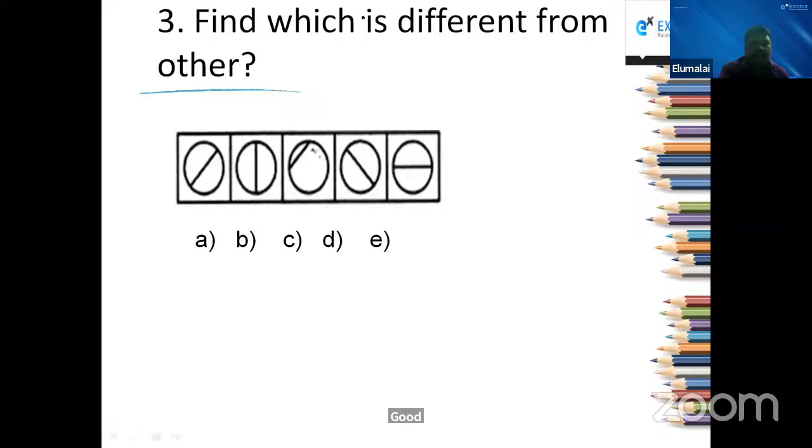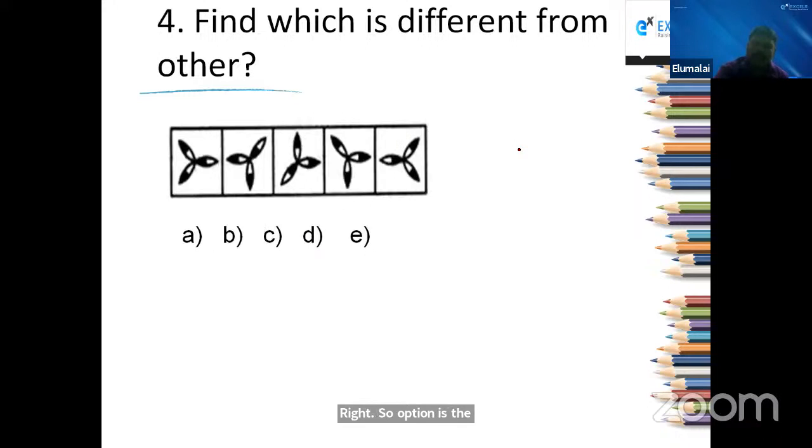Great. Now answer to this. Very good. So others here, all the circles having this chord that is a diameter, but in C it is a chord, not the diameter, isn't it? Good. Everyone has posted the correct answer. Great. Right. So option C is the odd man. Now answer to this.